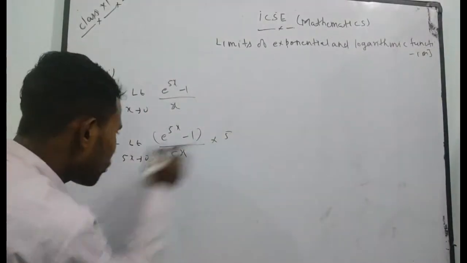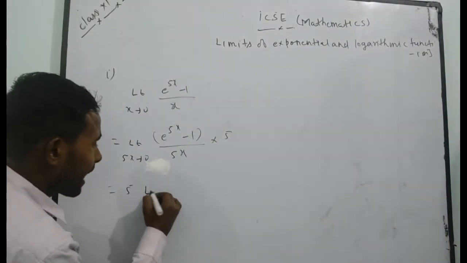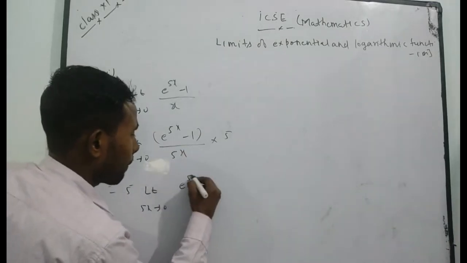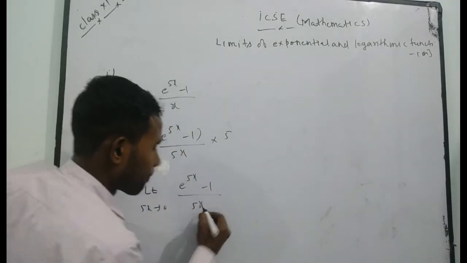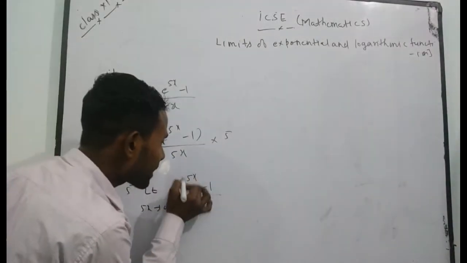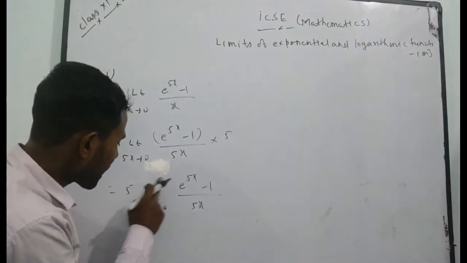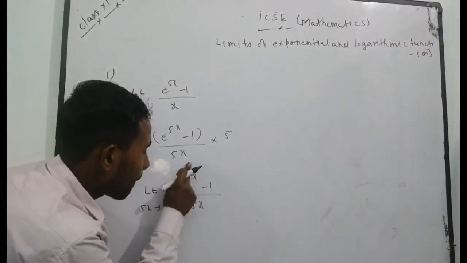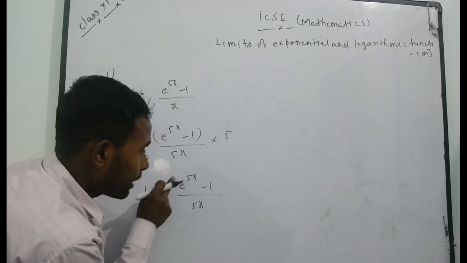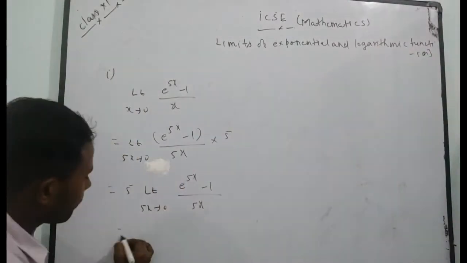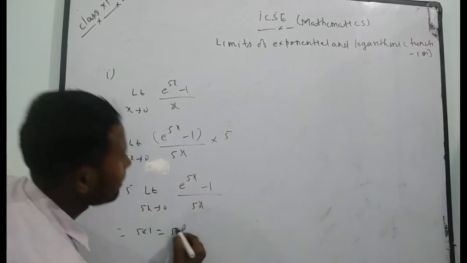In that case, I want to take 5 common from the numerator, and finally you take the limit as 5x tends to 0 of (e to the power 5x minus 1) divided by 5x. If 5x approaches 0, for a second, suppose that 5x is equal to y. In that case, it becomes 5 times the limit as y approaches 0 of (e to the power y minus 1) divided by y. That will be 1. So it will be 5 times 1, so it will be 5.